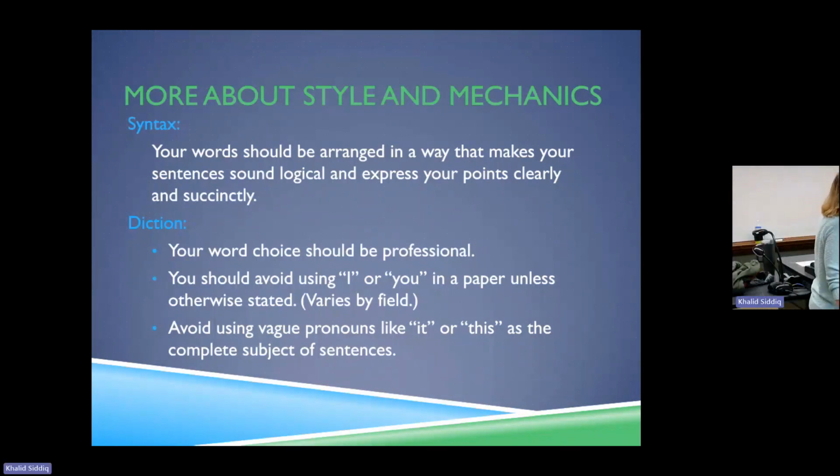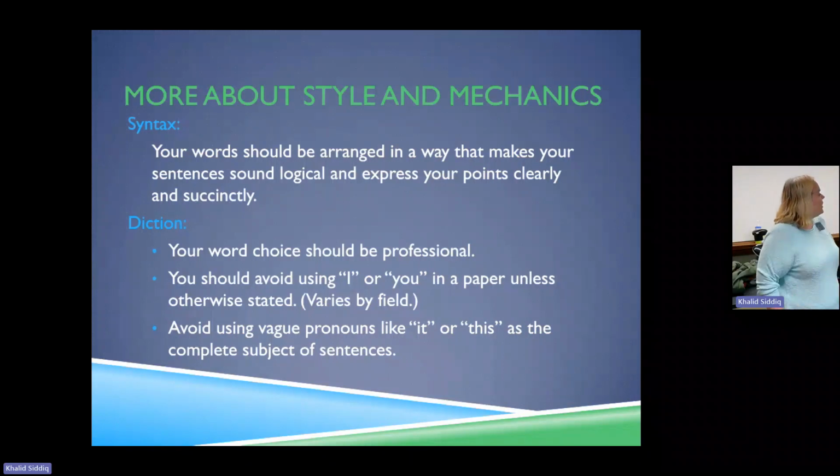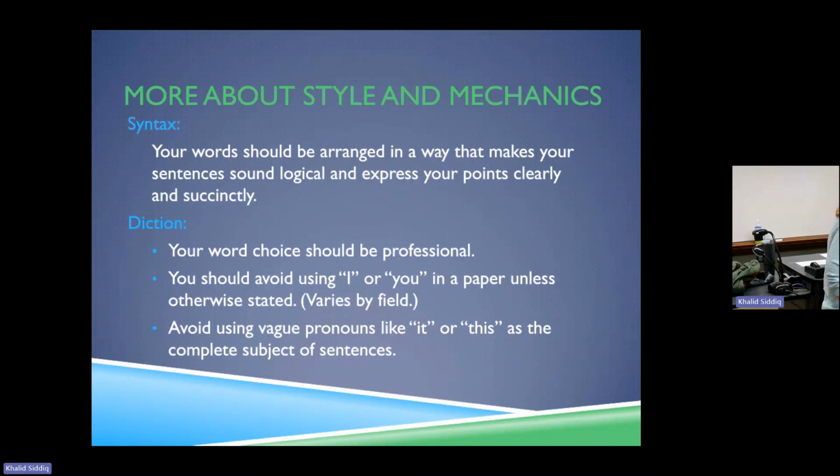And then one thing that I think is really important is avoiding the use of vague pronouns like it or this as the complete subject of sentences. And where we see that a lot is in response to a quote. Someone might put a quote into their paper and then say, this shows that, what is this? Is this referring to the entire idea of the whole quote? We need to be a little bit more specific. So this as a subject on its own, not a great thing for actually effectively communicating. We want to show people what we're talking about all the time. Okay.